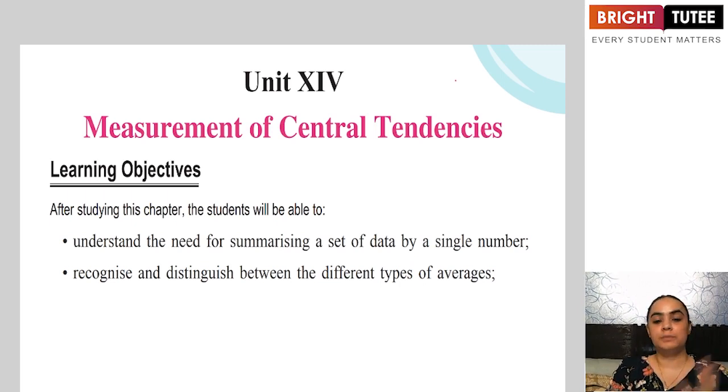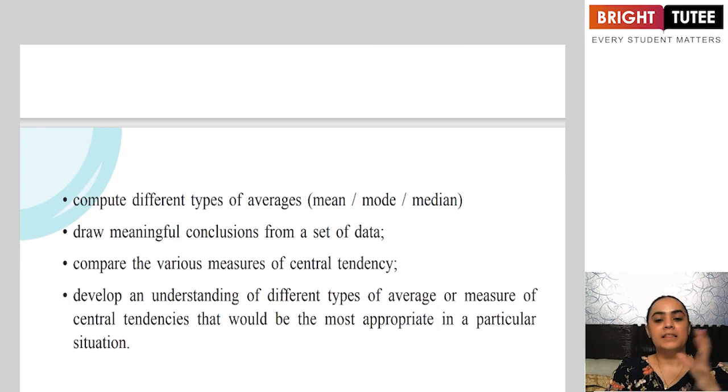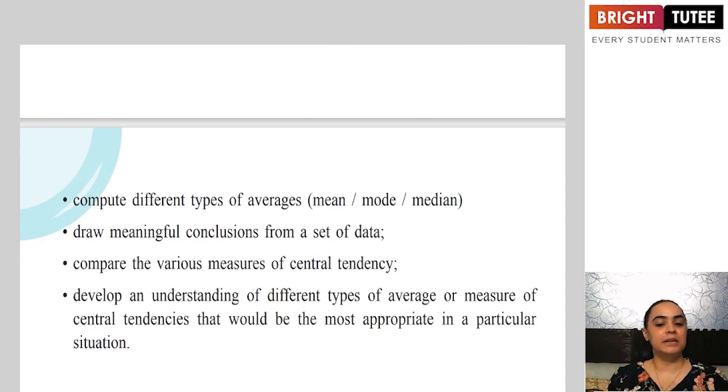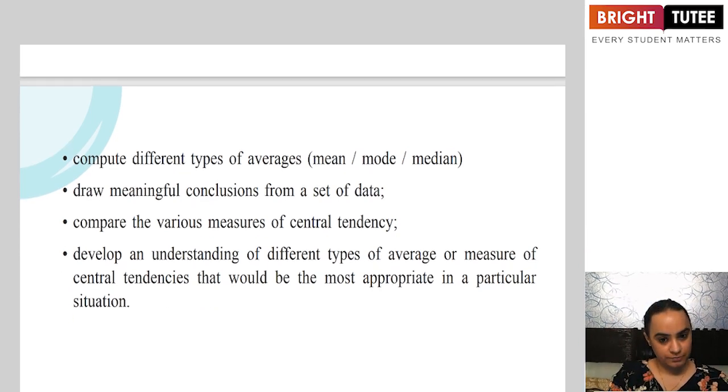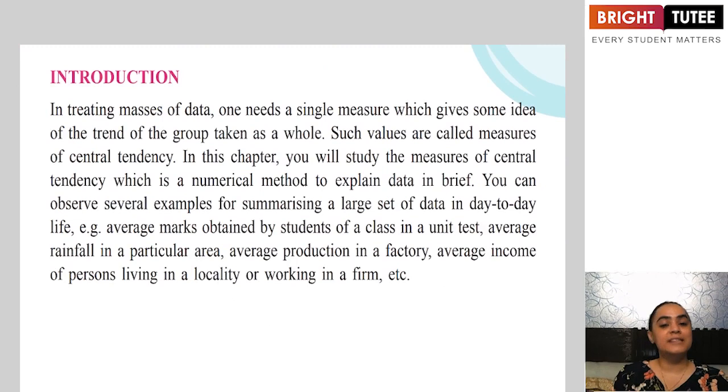How do we differentiate between the different methods of calculating the average of a data? Then how do we calculate the mean, median and mode? What do we derive or conclude out of the data for which we've calculated the mean, median, mode? How do we compare these central tendencies and also understand what is the most appropriate central tendency to calculate in some situation? Okay.